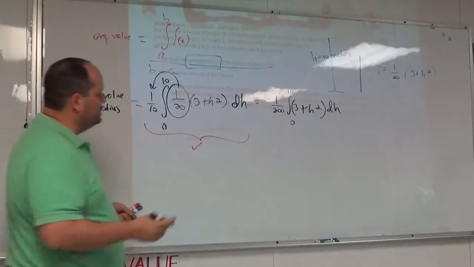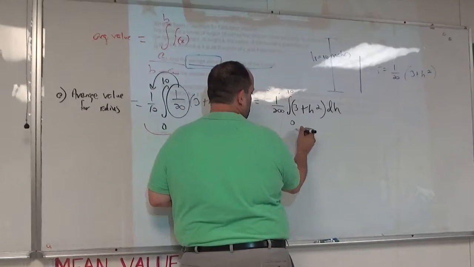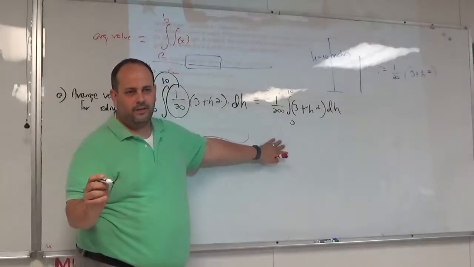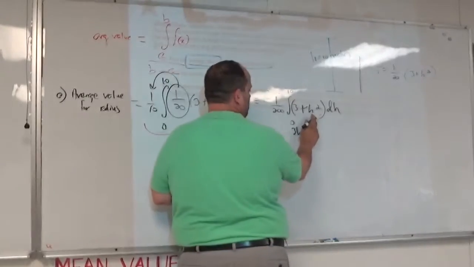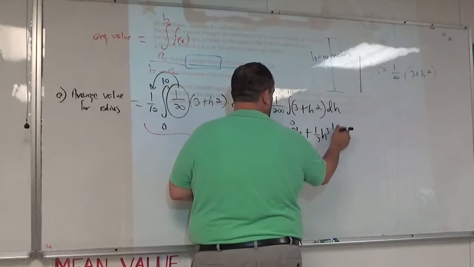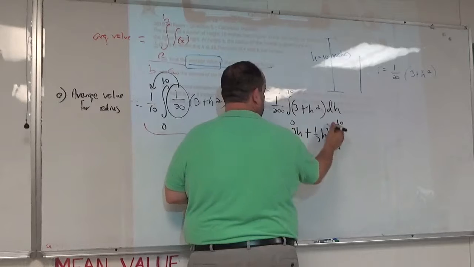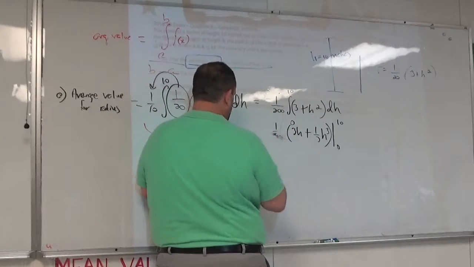Integral of 3 plus h squared: what has 3 as its derivative? 3h. I heard it from a couple people. 3h, not 3x. Plus the integral of h squared? 1/3 h cubed. You're going to evaluate from 0 to 10, and don't forget to multiply by 1 over 200.